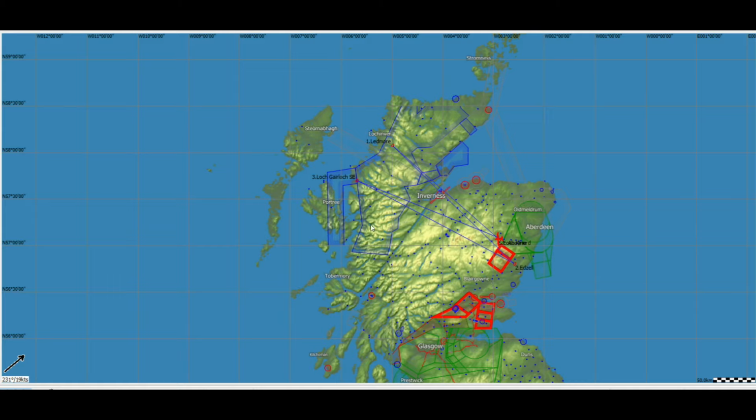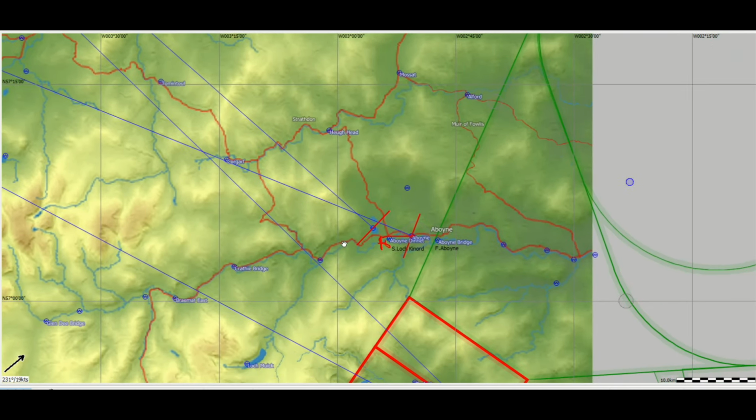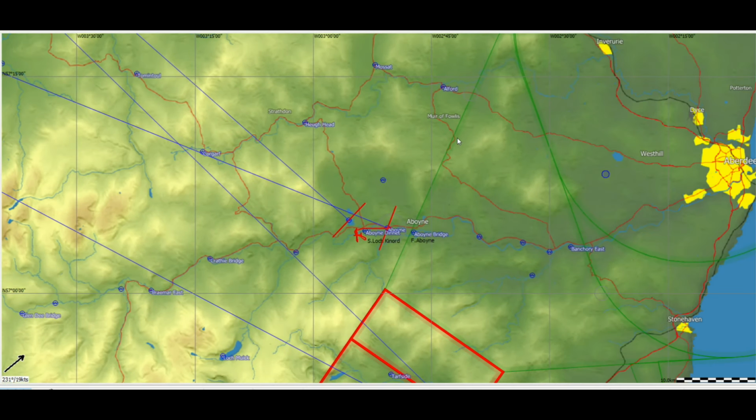Over here, under 10,000 feet, you've got this danger area. But that's not really local. So this is where we are. So local to us, from Aboyne itself, you have the Aberdeen CTA. Now this is 3,000 feet above sea level, so 2,500 feet above the airfield. You're clear into here, into this area. This starts, I believe, at 5,500 feet, and this one starts 8,500 feet above sea level.